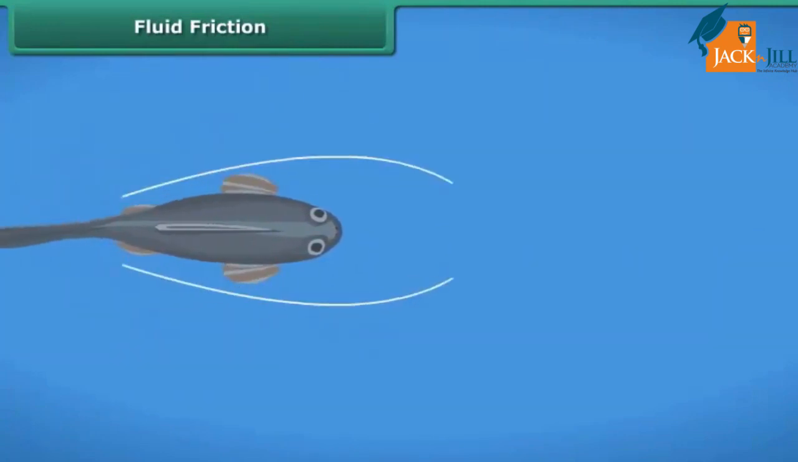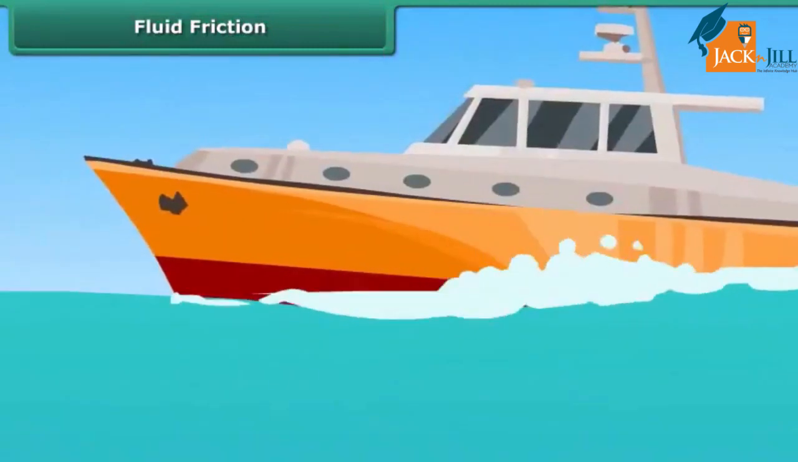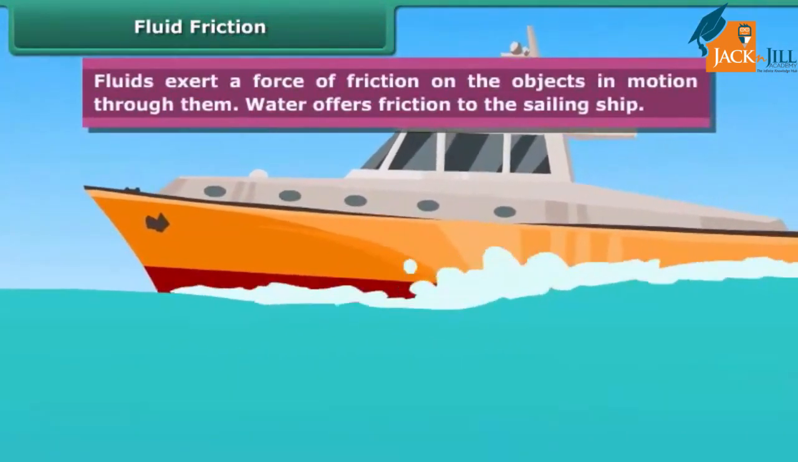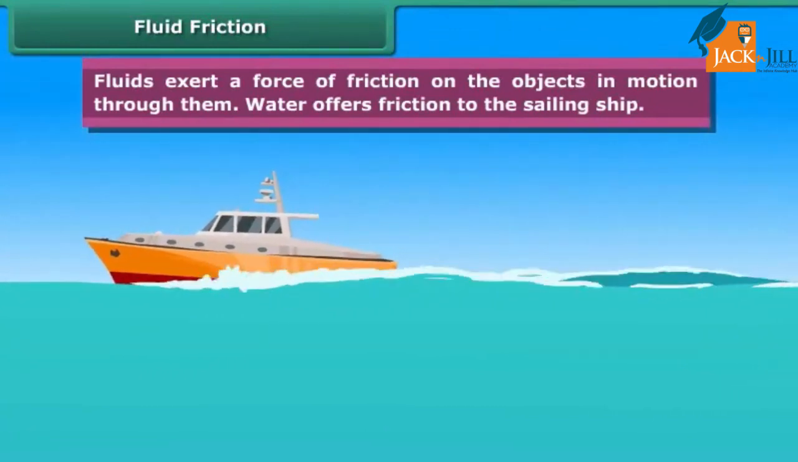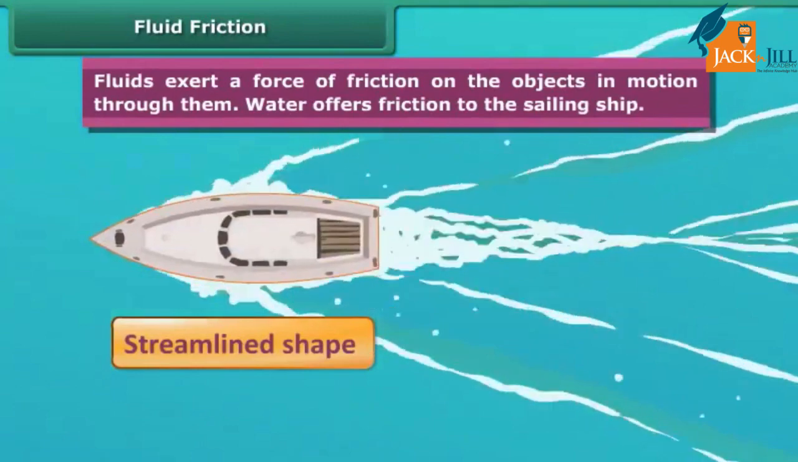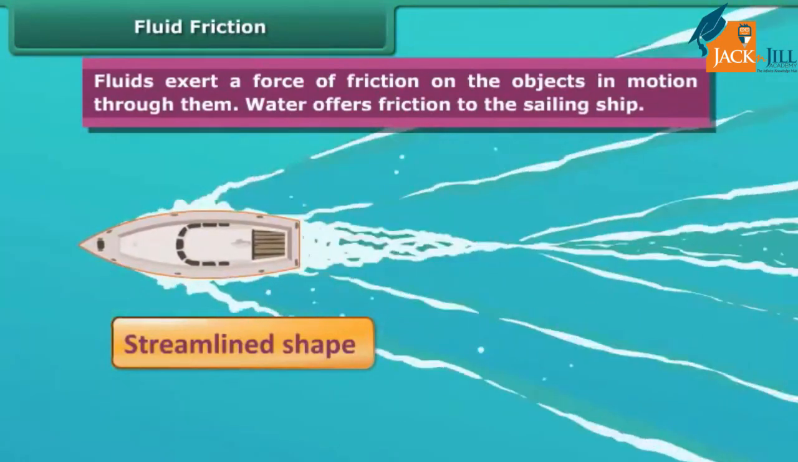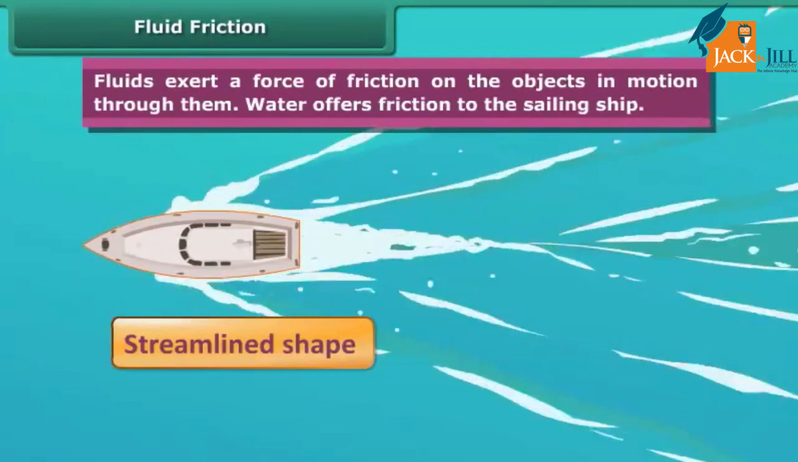The streamlined shape of fishes helps them in reducing the force of friction between their body and the water through which they move. Boats and ships are narrow in front and sloping on the sides. This is known as streamlined shape. Streamlined shape reduces friction from the fluid medium through which these objects move. Water offers friction to the sailing ship.